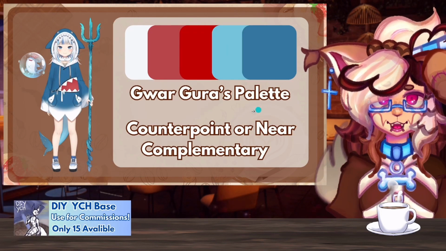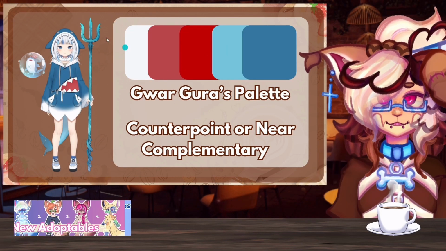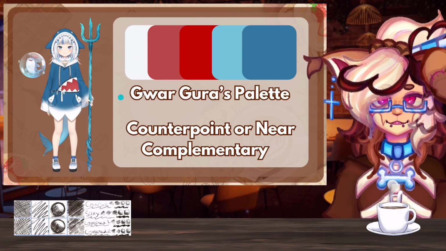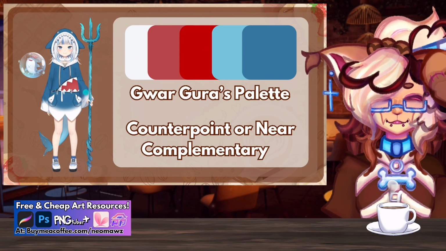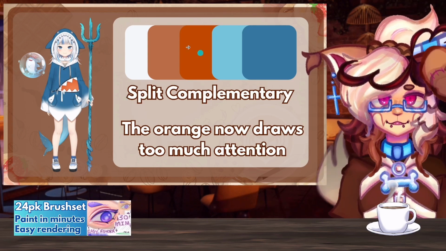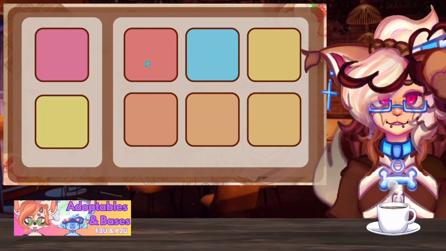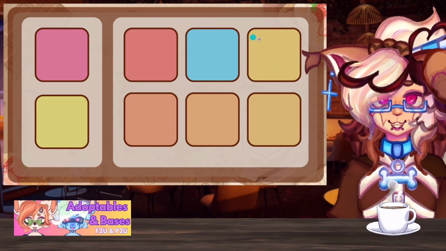If you're in the VTubing space, this might already seem familiar. This is of course the iconic colour palette of Gawr Gura, who is a stellar example for this. As you can see, the red pops really well but isn't distracting. This would be different to a split complementary palette which would lean much more orange, and ultimately draw too much attention. For example, here are our options for a counterpoint colour palette.